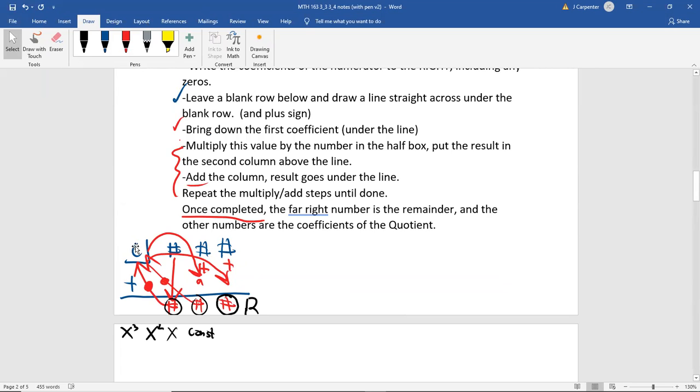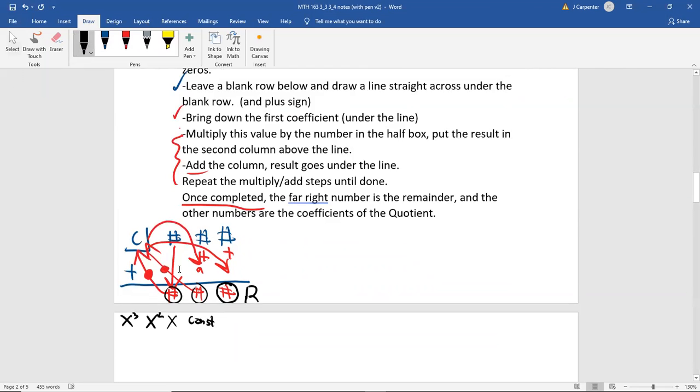Change the sign of the number from the bottom that goes in the half box. Coefficients to the right of it in descending order. It has to go x to the fifth, x to the fourth, x cubed, x squared, x, constant, starting with whatever the biggest one you have is. Any missing ones, you'll need zeros. Then blank space, draw a line, plus sign. Bring the first one down, multiply, put it here, add. Multiply, put it here, add. Multiply, put it here, add until you don't have any more columns. Then from right to left, it's remainder, the constant, the x coefficient, x squared coefficient, x cubed coefficient.